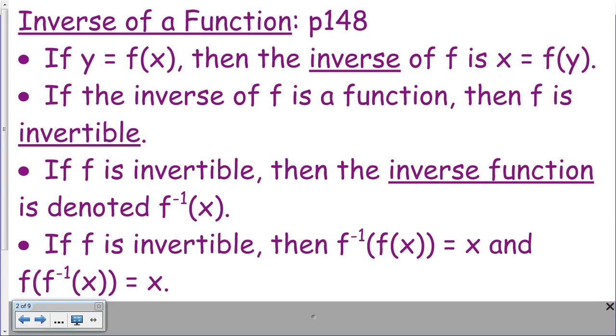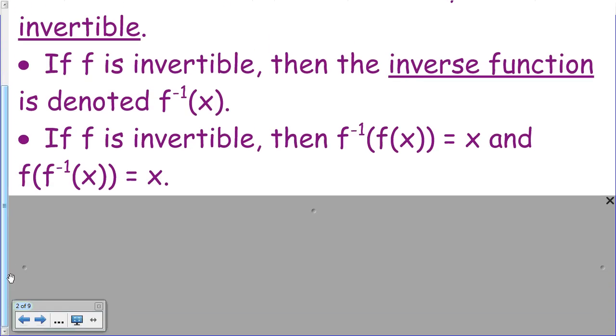The next property that they give you there is if f is invertible, then the composition of f inverse of f of x turns out to be equal to x, and f of f inverse of x is also equal to x. So whatever function f does to x in that first case, f inverse undoes all that to give you back x. Or in the second case, whatever f inverse did to x, plugging that into function f undoes all that and gives you x back.